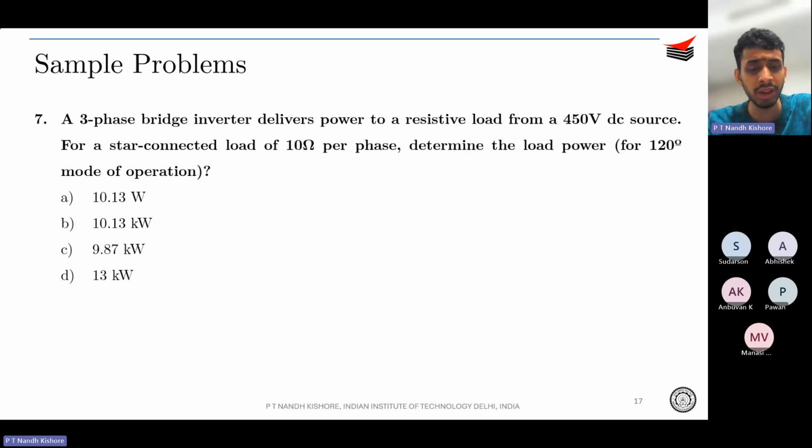So your R is given, VDC is given, and it's a 120-degree mode, star connected, right? So it's a straightforward operation. So your load power is simply what? Load power is 3 times your phase power, right? So if you calculate the individual power in one phase, you multiply by 3, it's your total power.